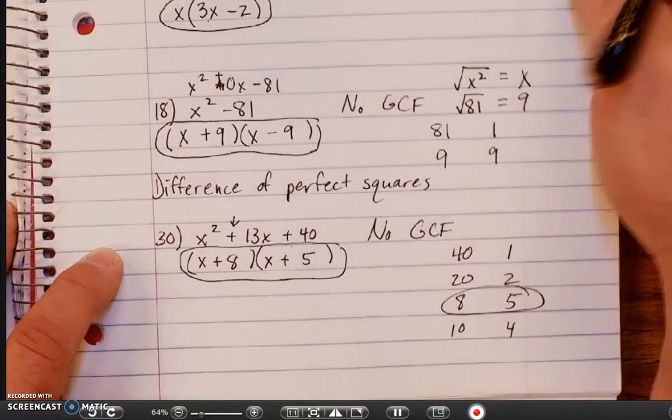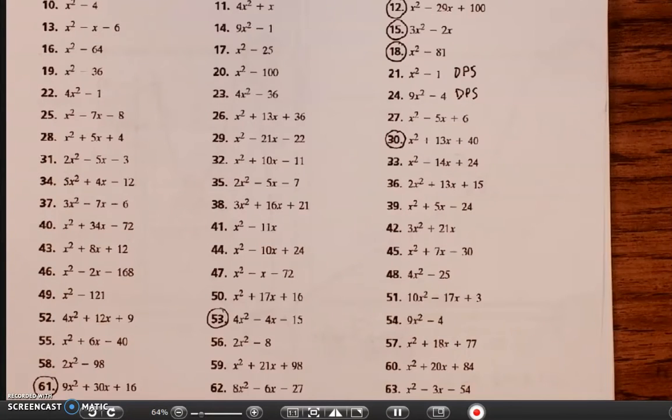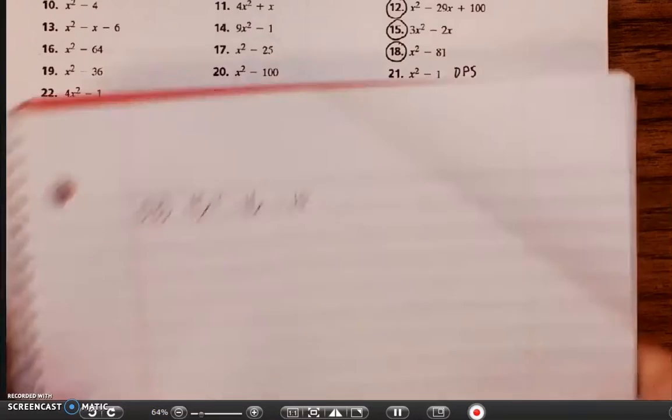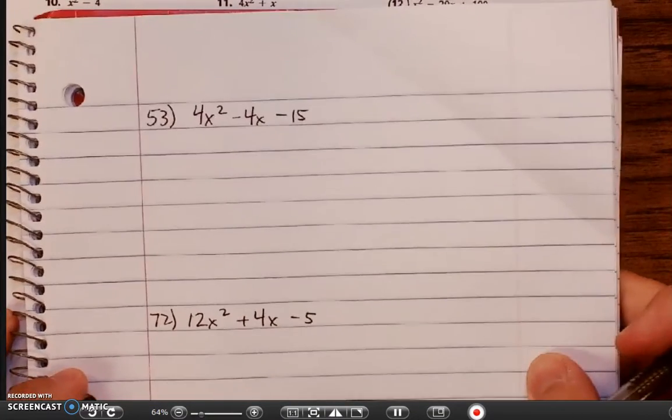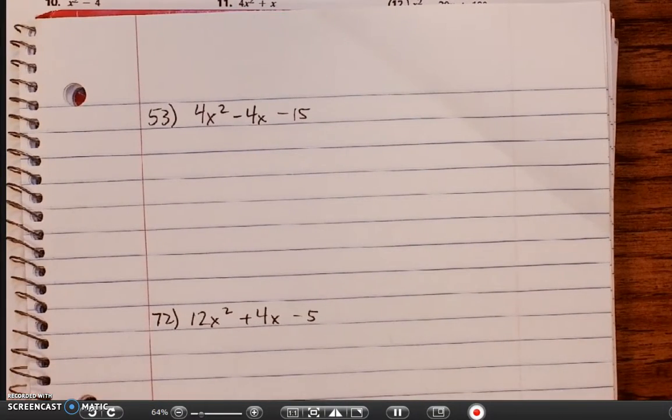Okay, so those are ones from your Algebra 1 days. We get to a couple that are a little bit more difficult. Questions 53 and 72. Now I'm going to show you something that kind of looks like a magic trick.